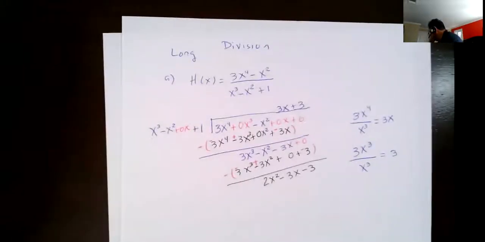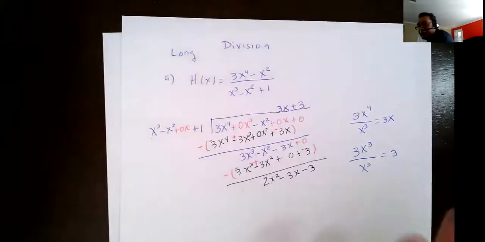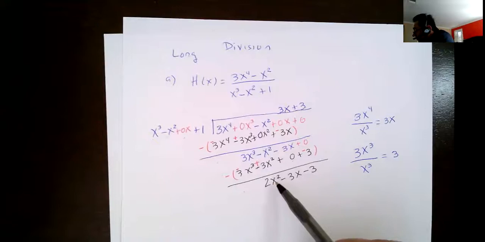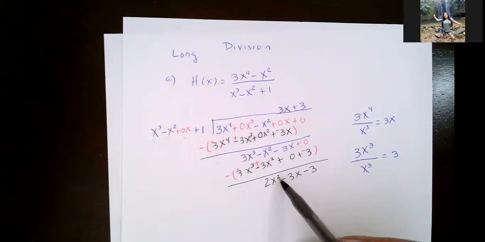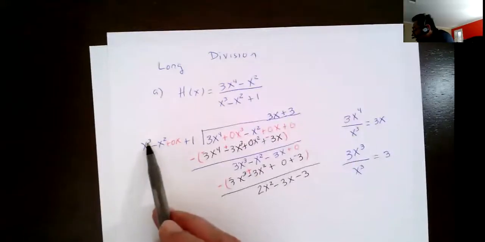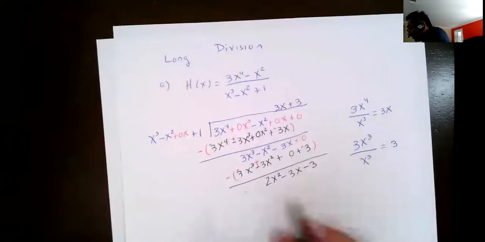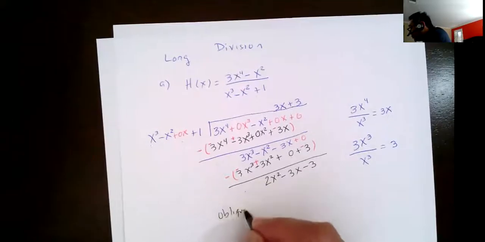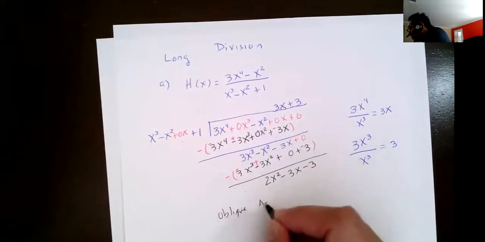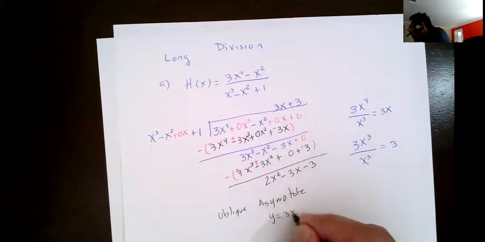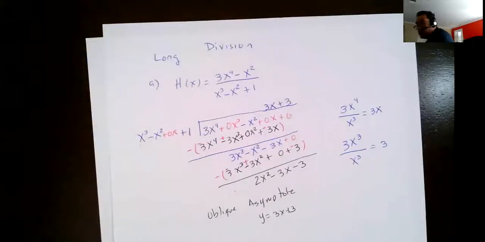Now, here we're done. How do we know we're done, you guys? Always check the leading term in the remainder and check the degree. If this degree is less than the degree of the divisor, which is 3, we're done. So here the goal was to find the oblique asymptote. The oblique asymptote is 3x plus 3. That's how we find the oblique asymptote using long division.